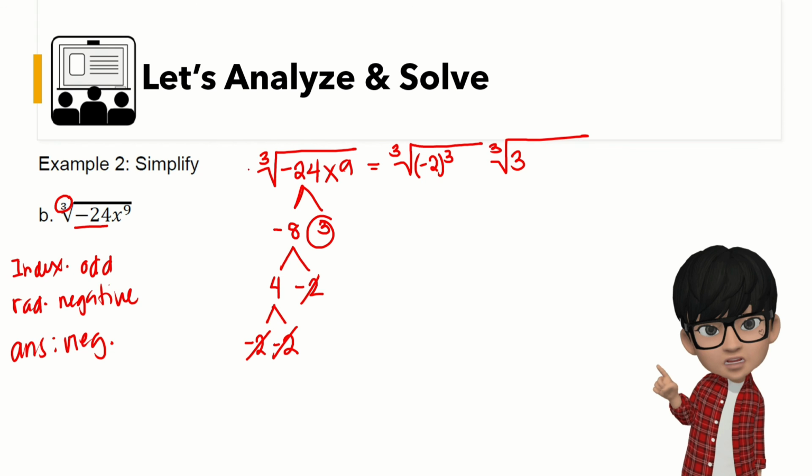Then we know that 9 is divisible by 3. So this one, 9 is divisible by 3. So we will place it here, x raised to 9. Again, this group is the perfect nth root. Okay? And this one is the one that's not a perfect nth root. So we simplify, cancel this out. What is left is negative 2. 9 divided by 3, we have x raised to 3. Then cube root of 3.